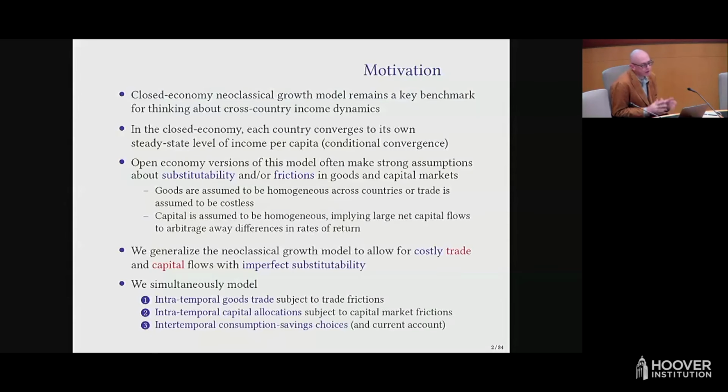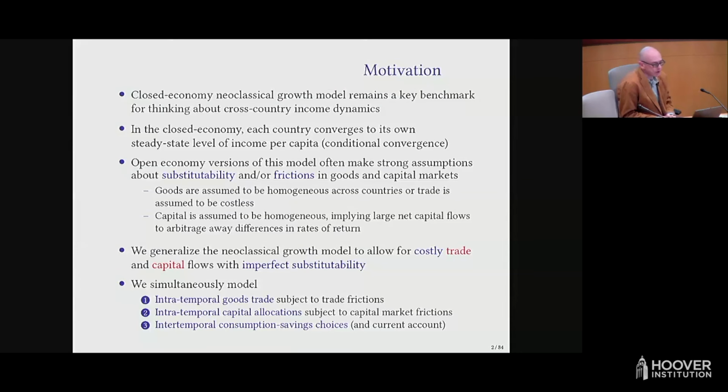Well, if you think about understanding country growth rates, one of the standard canonical frameworks remains the so-called closed economy neoclassical growth model, going back to Ramsey, Solow, and Swan. And obviously a key prediction of that model in the closed economy, so countries are in both trade and financial autarky in the simplest version of that model. The key prediction, as we all know, is that each country should converge to its own steady state level of income per capita, the so-called conditional convergence prediction.